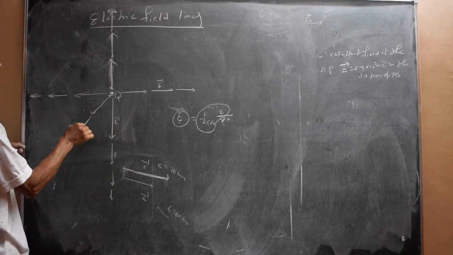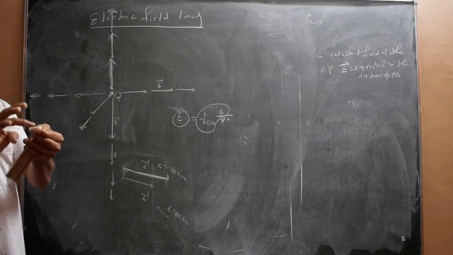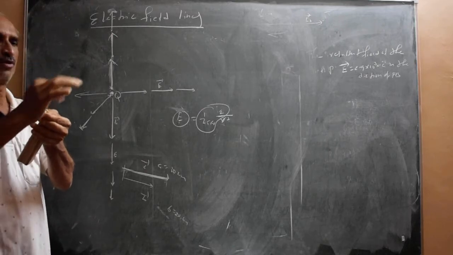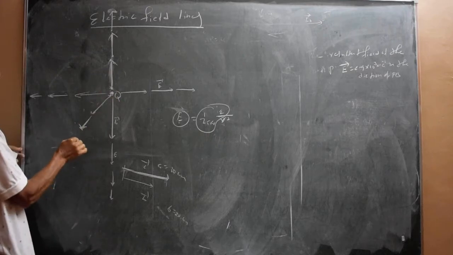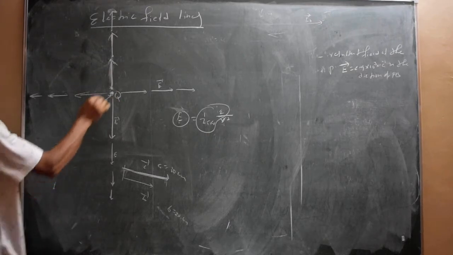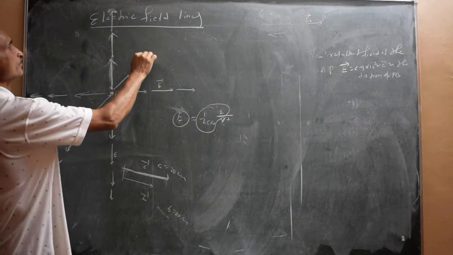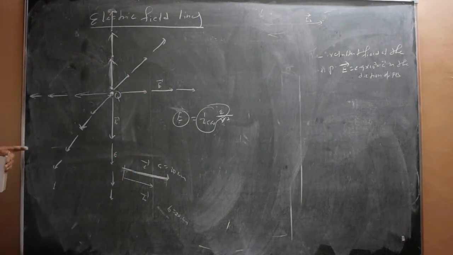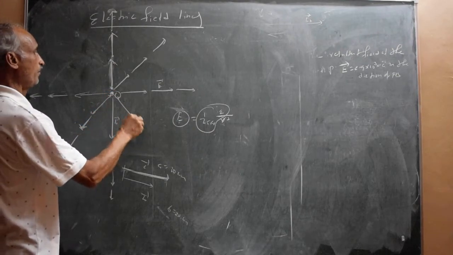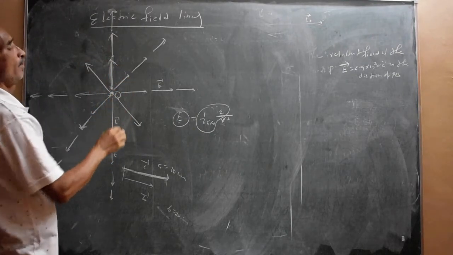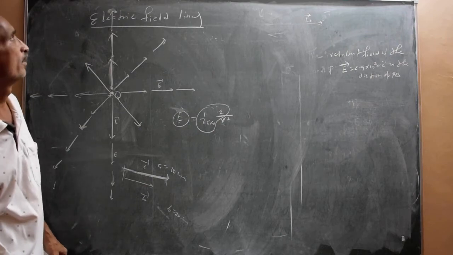Radially outwards if the charge is positive. Here is the charge, field is in this direction also, in this direction also, in all directions it is coming, and it is radially outwards. This is the pictorial representation of the field. Now, this pictorial representation of the field of a charge itself is called field lines.